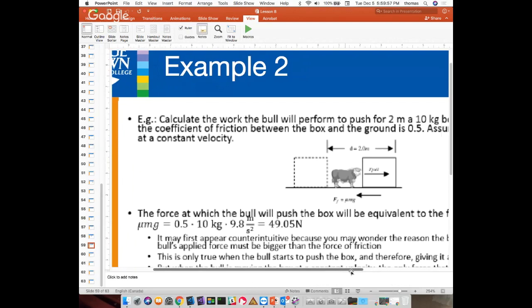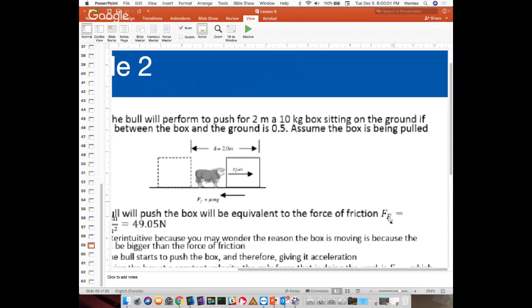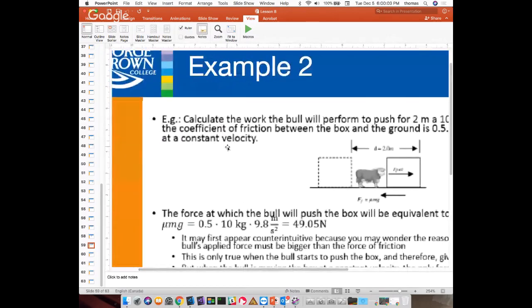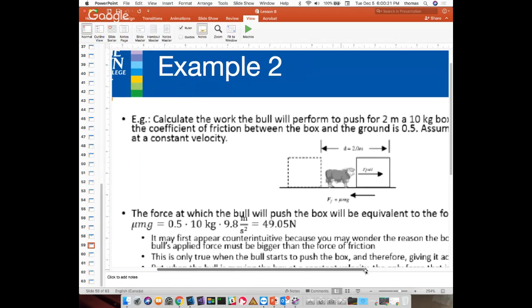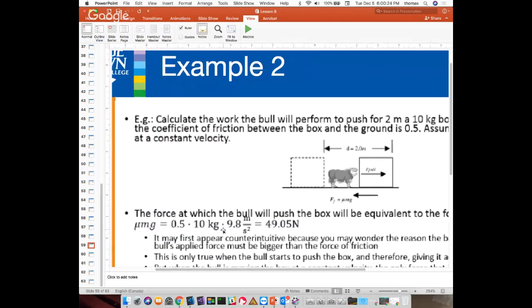Okay, assume the box is being pulled at a constant velocity. Now notice that this diagram does not show an angle. If it was being pulled at an angle, then we would have that information. So in this particular case, the force at which the bull will push the box will be equivalent to the force of friction. Now they use 9.8, not 10, but if you notice, 10 times 10 is 100 times 0.5 is 50. Now you're getting 49.05 because of 9.8.